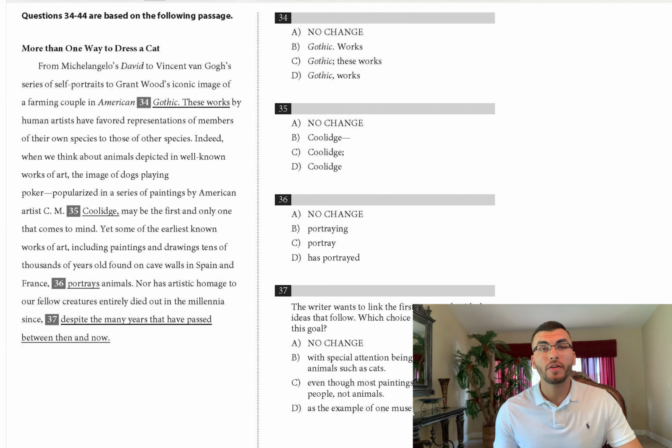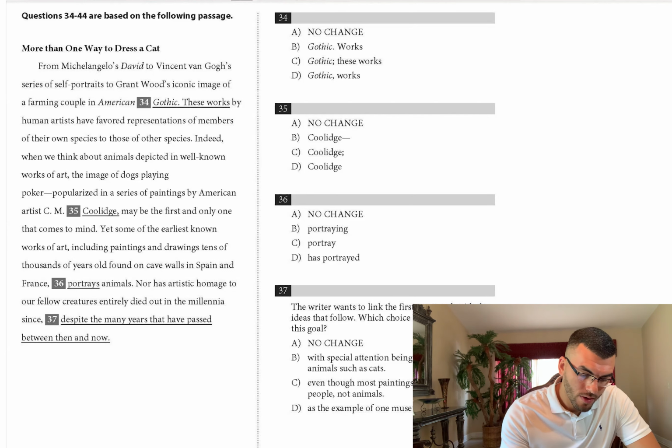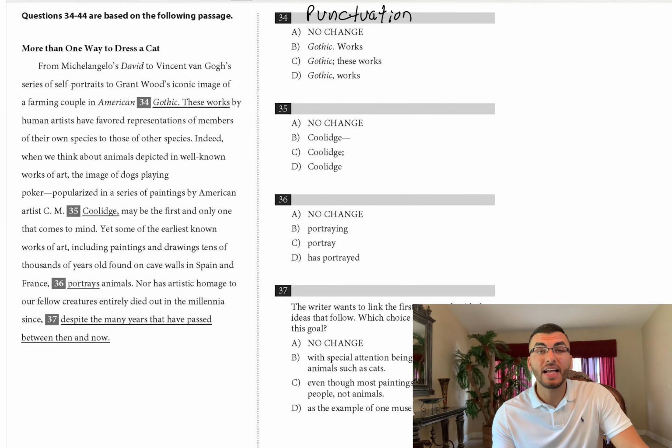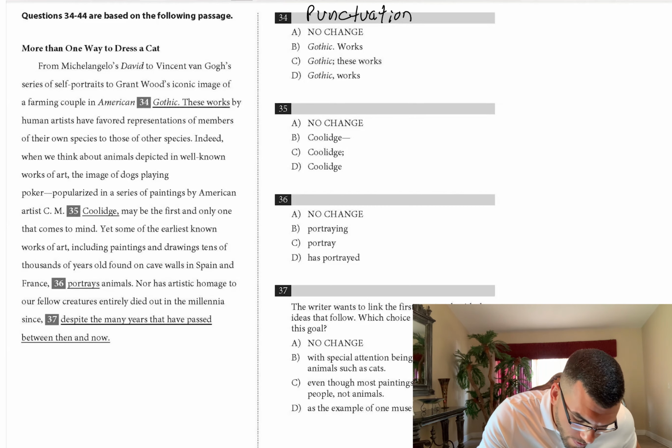Okay, so looking at number 34, what's the first thing that we do? We compare the answer choices to see what's changing. We clearly see that punctuation is changing between the answer choices. So what's the next thing we do now that we know that it's punctuation? We draw our line to separate the punctuation.